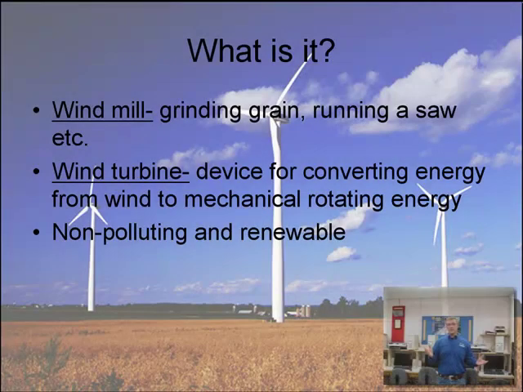So, what is a wind turbine? The difference between a windmill and a wind turbine is that a mill uses wind power to do work, such as grind grain or run a saw. A turbine converts the wind energy into rotating mechanical energy used to generate power.